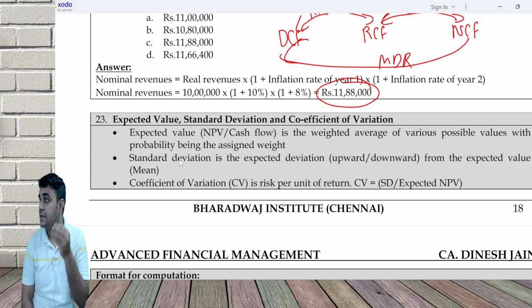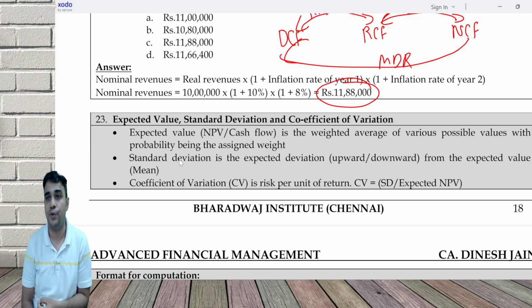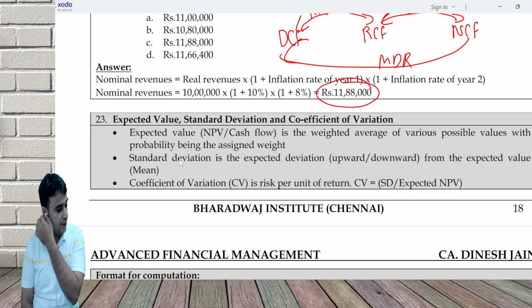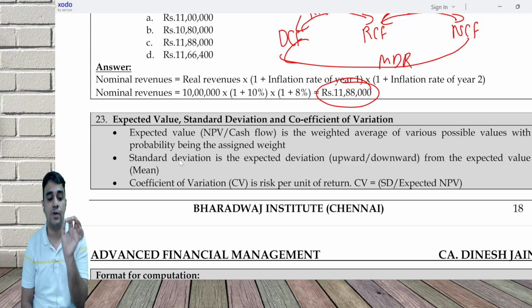Okay, next part 7 of the chapter, which is on expected value, standard deviation, and coefficient of variation. Something which is done for few students at CA inter level. For most of you, you would not have seen this, but it's very simple. Expected value: return is NPV. NPV, probability, product, deviation, PD square. Sum of the product is called expected NPV.